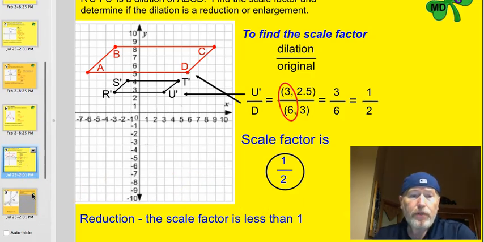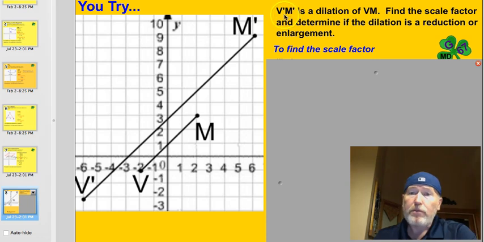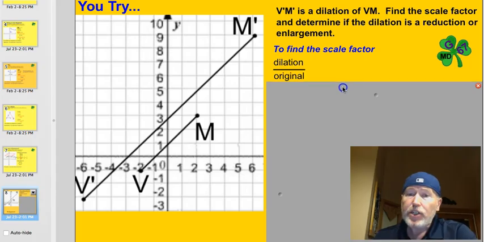All right, time for you to try one. V prime M prime is a dilation of VM. Find the scale factor and determine if that dilation is a reduction or enlargement. I'm going to go ahead and give you this little dilation over original to help you find the scale factor. Go ahead and pause the video. Okay, let's take a look.